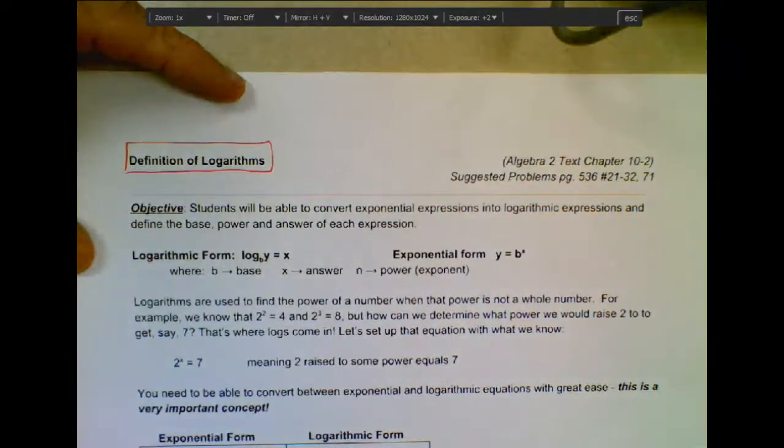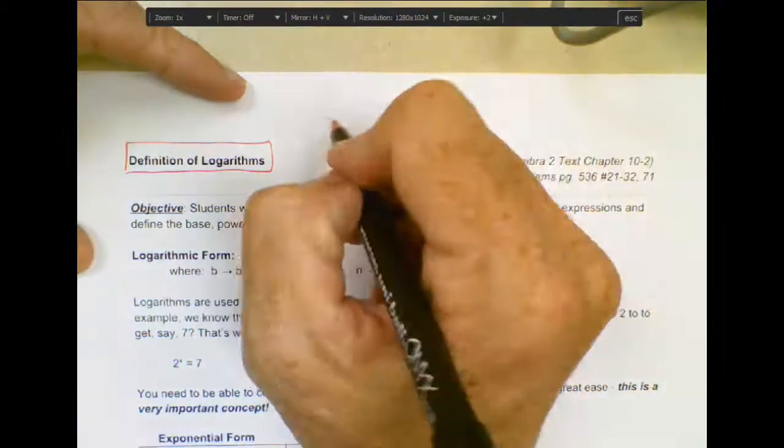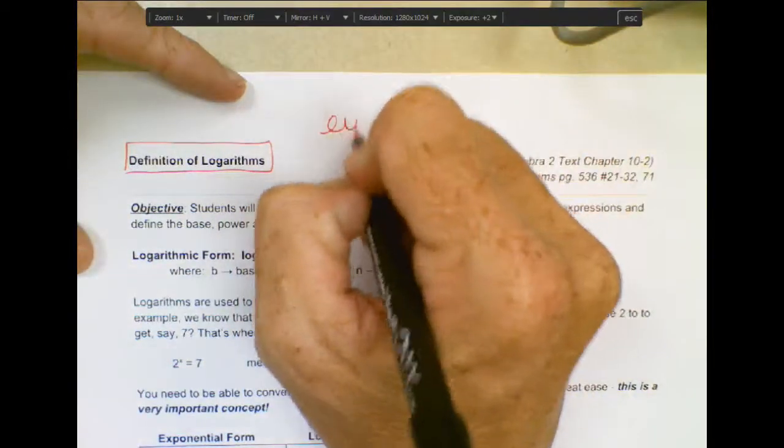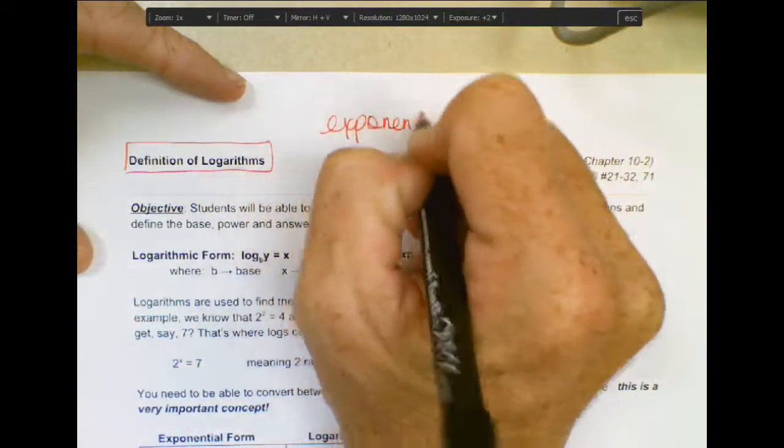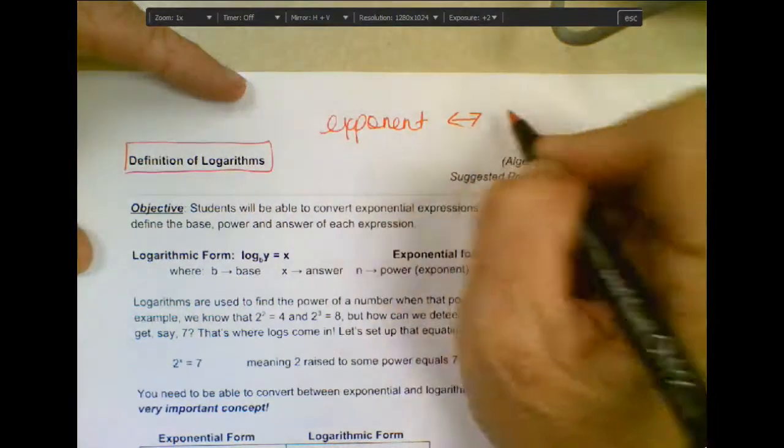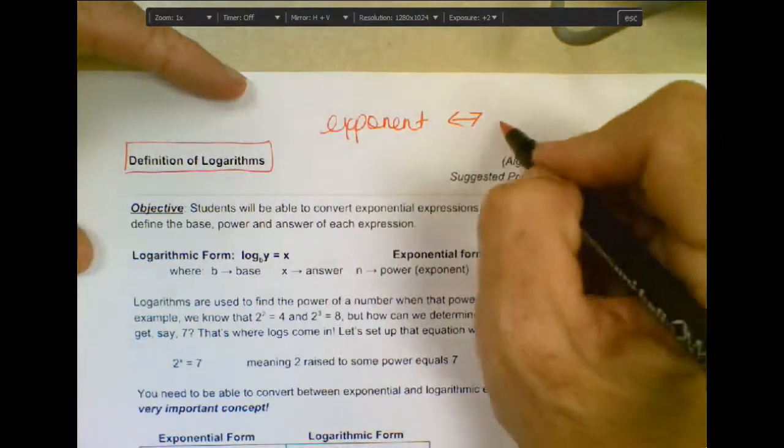So today we are introducing logarithms, the definition of a logarithm. We already talked about in class that the logarithm is the inverse of an exponent. So they are the inverse of one another, just as adding and subtracting are the inverse of one another, multiplying and dividing are the inverse of one another.